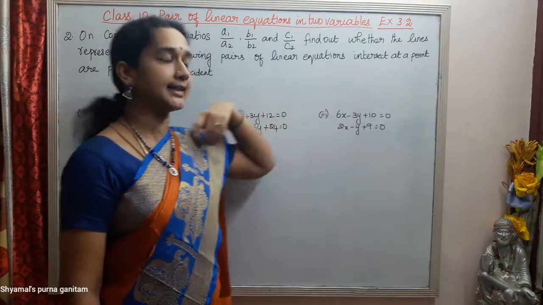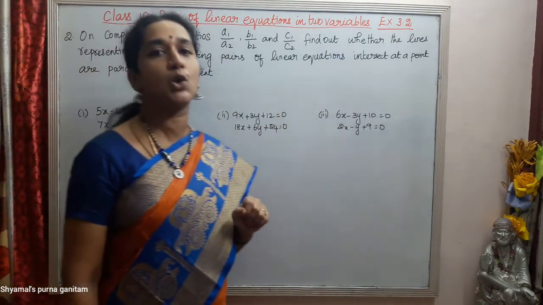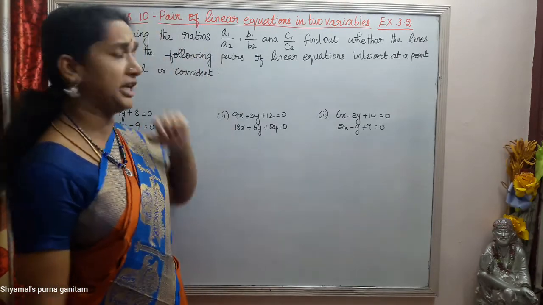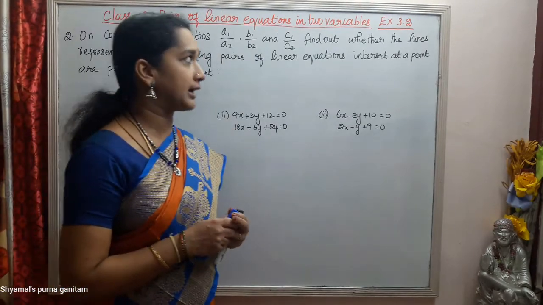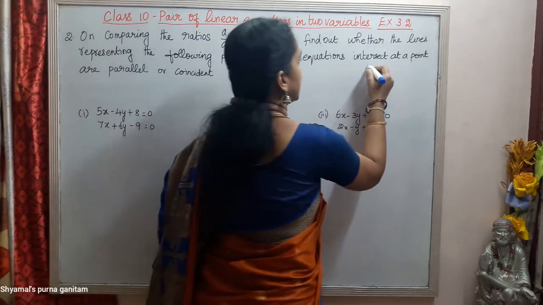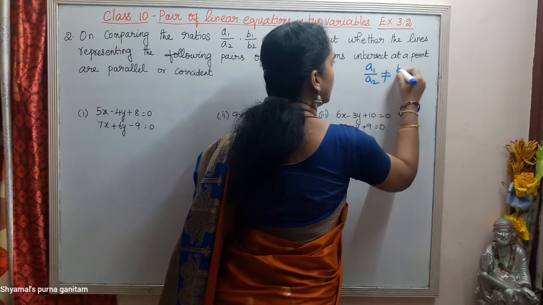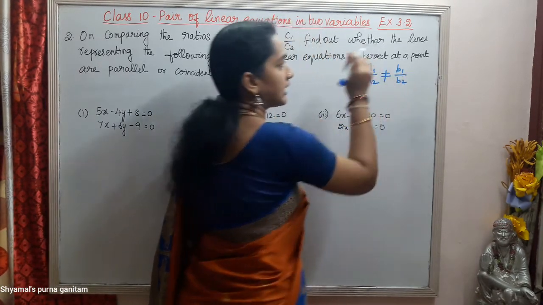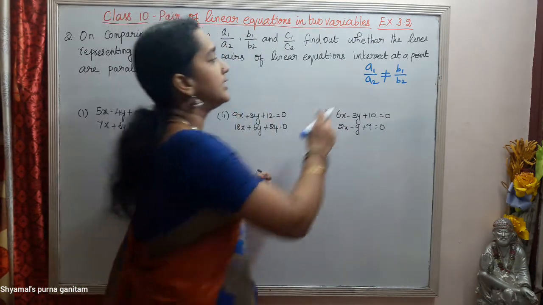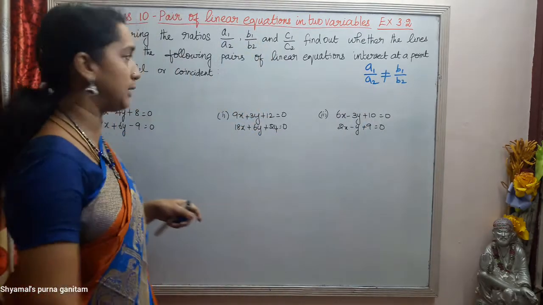So these are intersecting lines, then parallel lines, and the third one is coincident lines. For this we will compare the ratios. When two lines intersect, the condition is A1 by A2 not equal to B1 by B2. This is the condition for intersecting lines.